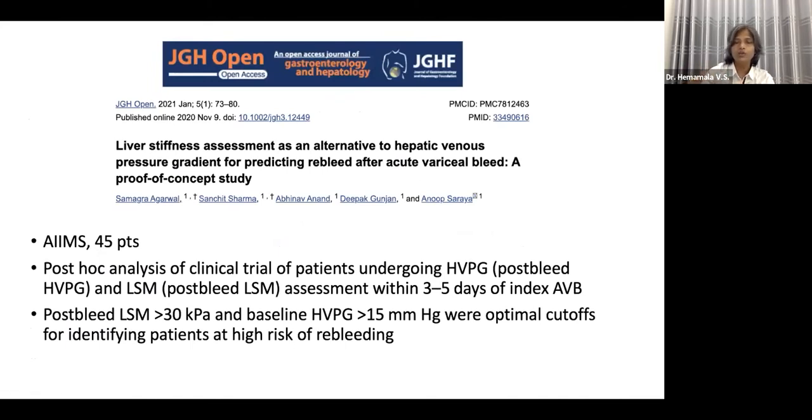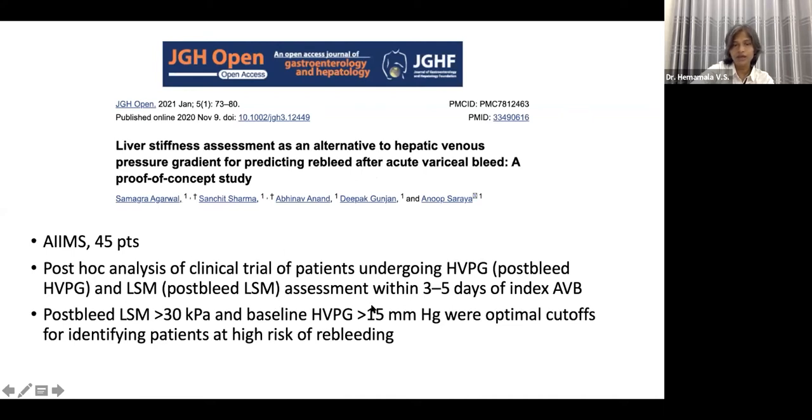This HVPG is used in acute bleeds. What are the chances of rebleed? How to use this HVPG post TIPS? This HVPG is not freely available everywhere. So they looked at this study from AIIMS. This is done soon after a bleed. So, what are the chances of rebleed? That is where usually we use the HVPG.